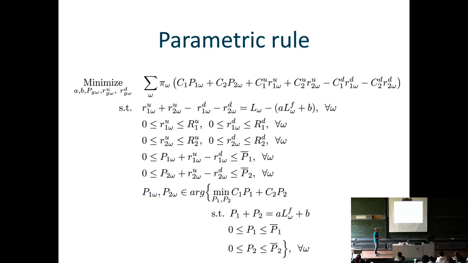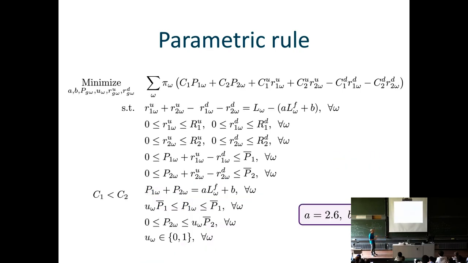Okay? So now we have our problem, our training algorithm, in a way that can be processed by a solver. In this case, we will need a MIP solver because this becomes a mixed integer problem. The other ones were linear optimization problems, but they were wrong. Okay? We do this, and we get a third rule, which is 2.6 LF minus.